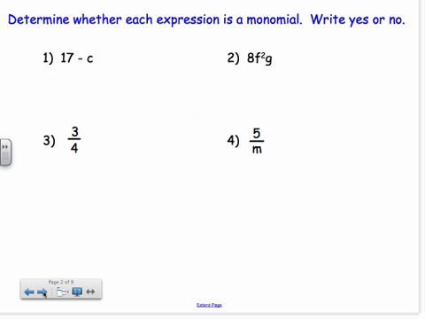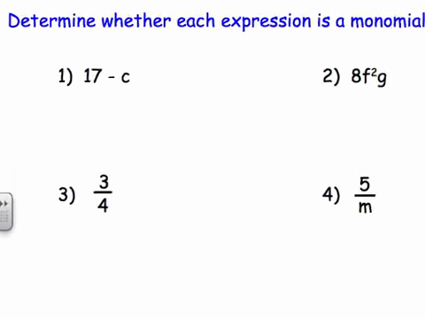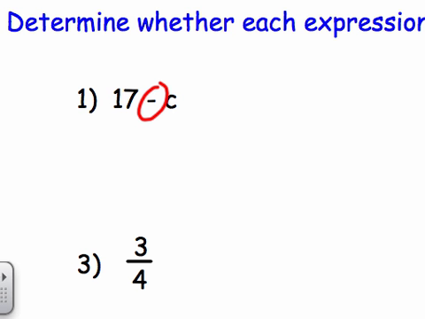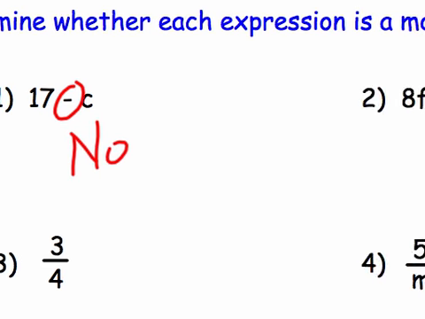Let's just look at a few examples to determine whether an expression is a monomial or not. And we'll talk through why it is and why it isn't. If you take a look at the first one, as you notice, there is a subtraction symbol here. Okay? If you look to the last slide, a monomial is a number, a variable, or the product of the two. It says nothing about the difference. So this would not be a monomial because of the subtraction symbol between the 17 and the C.